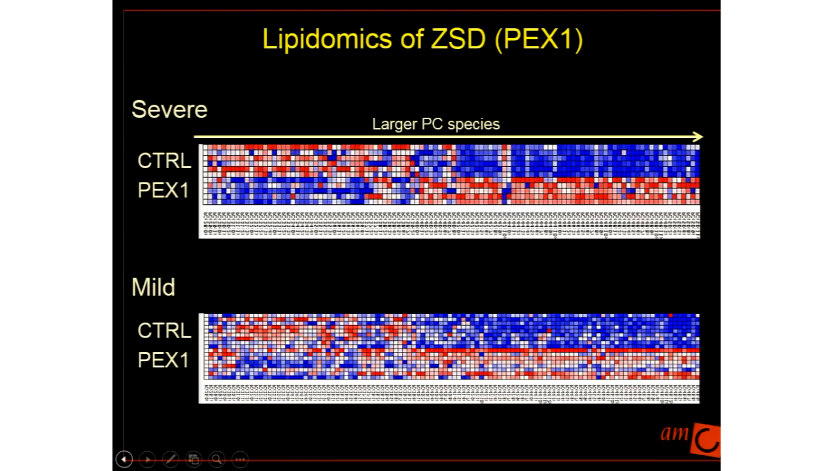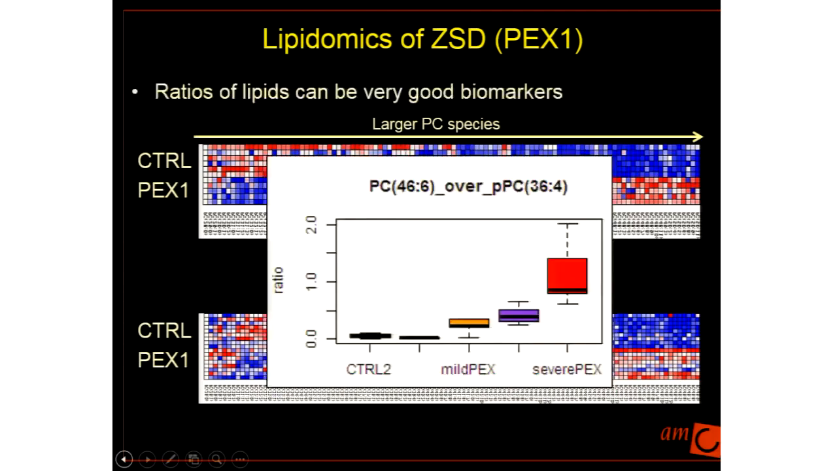What you can do now is also use different species of these phosphocholines and make ratios of them and see whether they can perform as good biomarkers to determine the severity of the disease in these patients. And you can actually see, if you pick out a nice phosphocholine species, that you can really distinguish between mild peroxisomal disorders and severe peroxisomal disorders. So this can also be a good biomarker for the future.